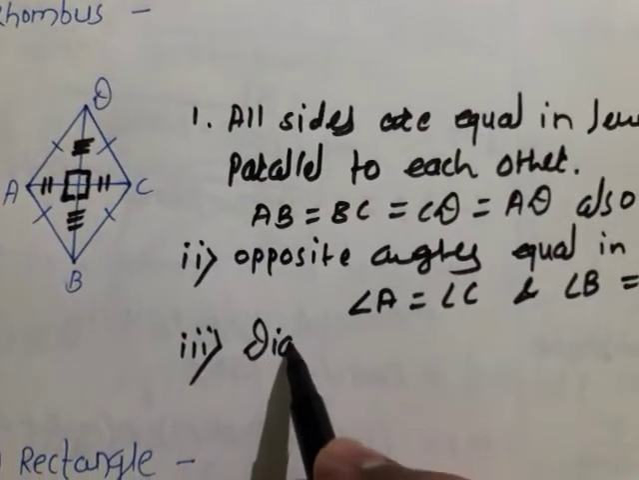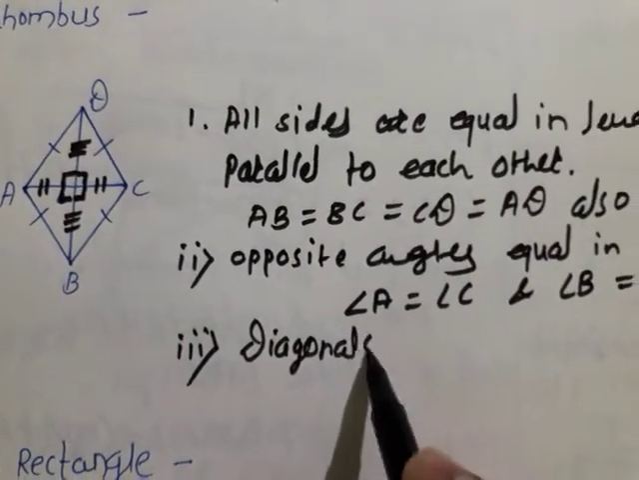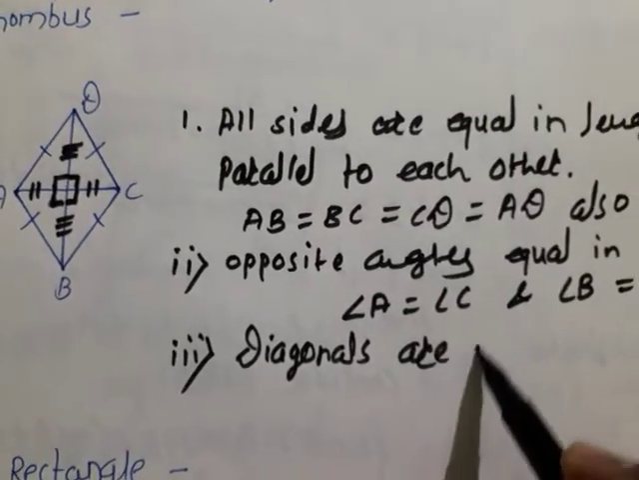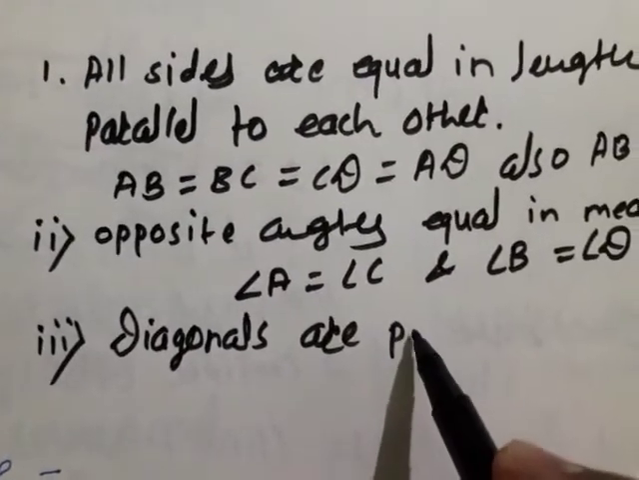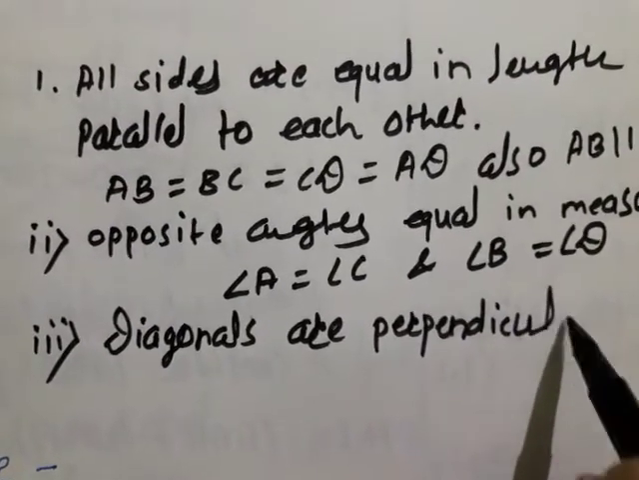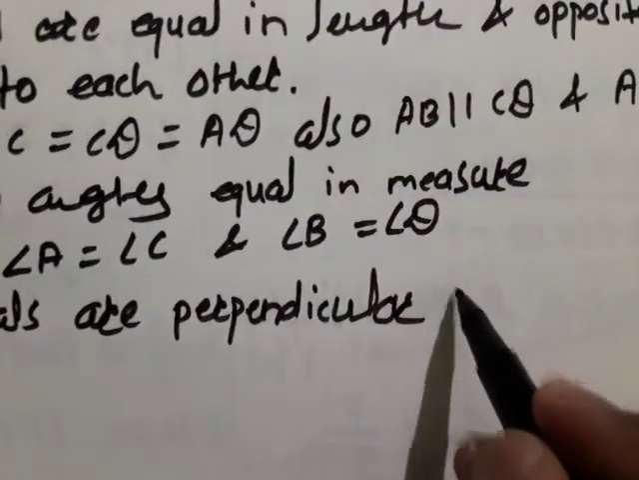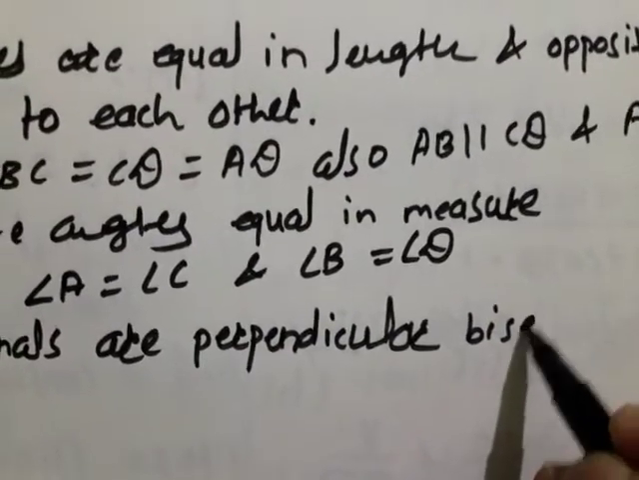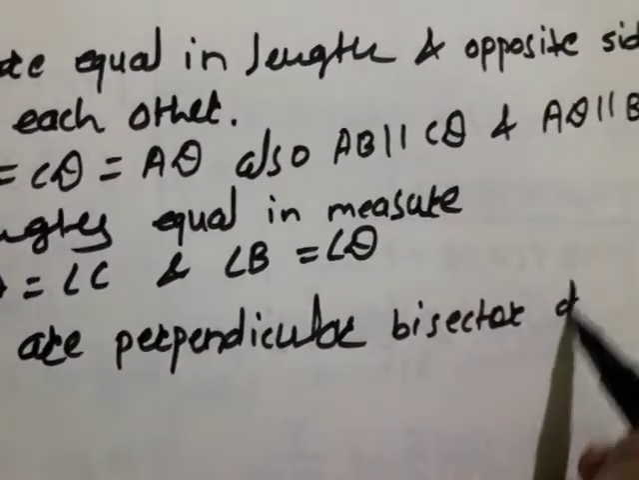What I said, the diagonals are perpendicular bisectors of each other. It's very important.